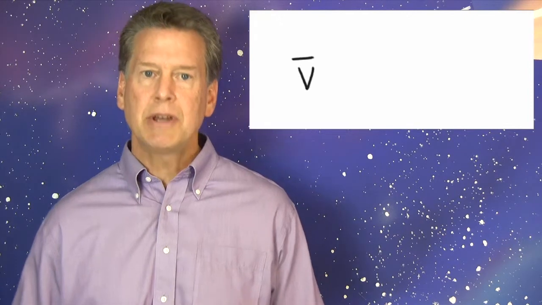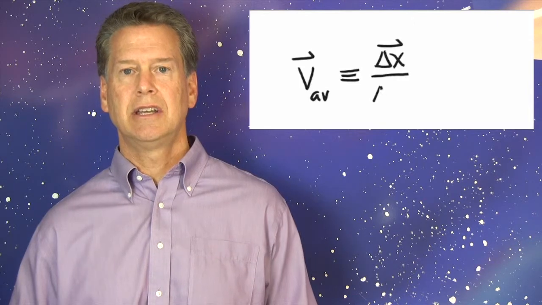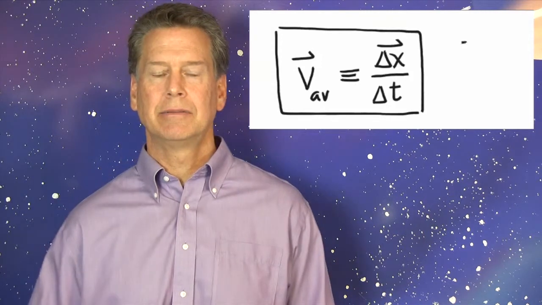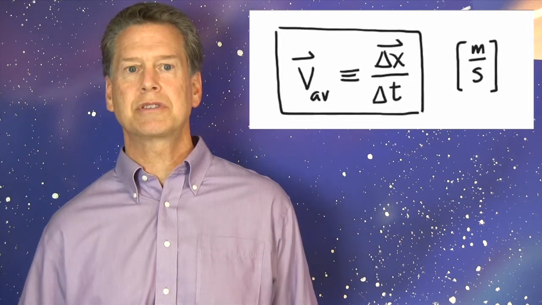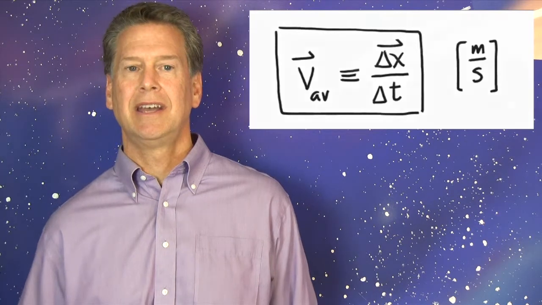V vector sub AV equals delta x vector divided by delta t. That is the formal definition of average velocity, so I'll box it in. Then in brackets, I'll show the units that we'll almost always use. I put them in brackets only because I don't have to use meters per second. Any distance and time units, when divided, give velocity units. But in Radical Physics, as in nearly all the world, we'll stick to common international units. Average velocity is measured in meters per second.